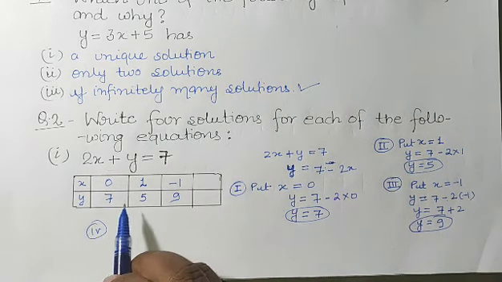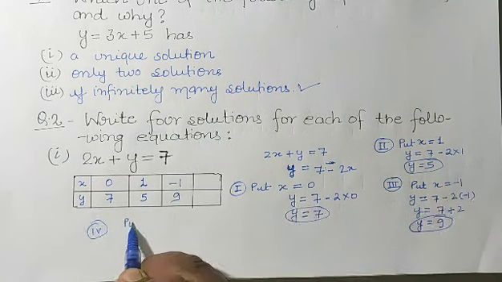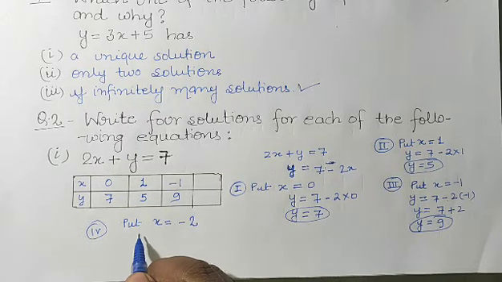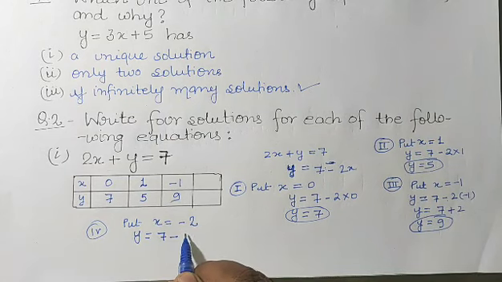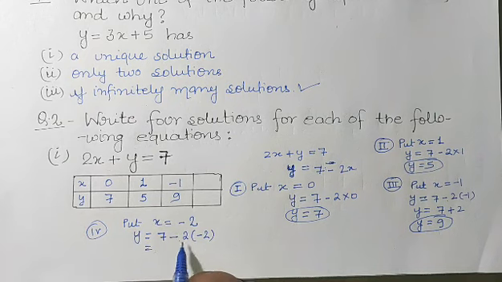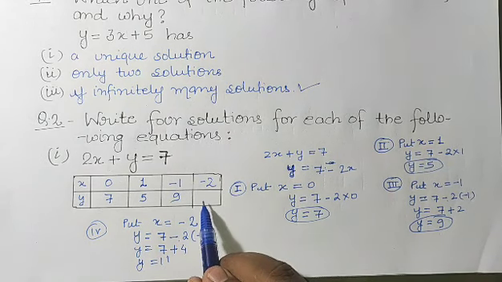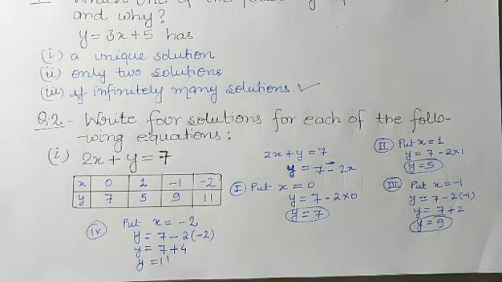Fourth solution is, suppose I am putting the value of x is equal to minus 2. For that, students, what will you get as the value of y? y is equal to 7 minus 2 into minus 2. Here minus 2 into minus 2 will be plus 4. So y is equal to 11. So if you put x is equal to minus 2, you will get the value of y as 11. Okay students, it is a very simple type of question.